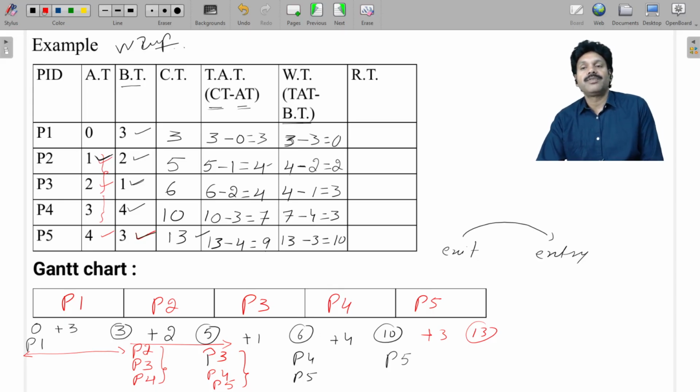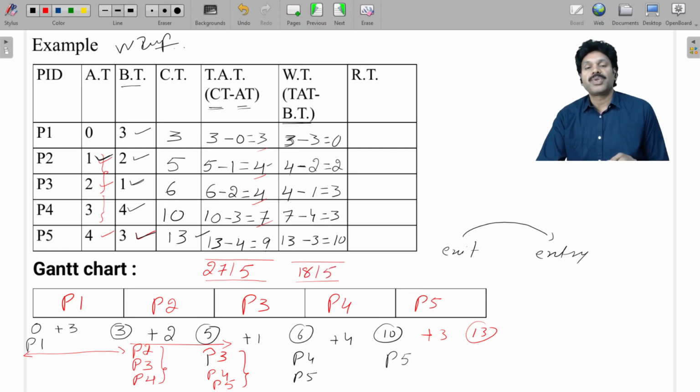That's it. You need to find the average turnaround time and average waiting time. So average turnaround time: 3 plus 4 is 7, 7 plus 4 is 11, 11 plus 7 is 18, 18 plus 9 is 27, divided by 5. And what is the waiting time? 2 plus 3 is 5, 5 plus 3 is 8, 8 plus 10 is 18, divided by 5. So simple as that.